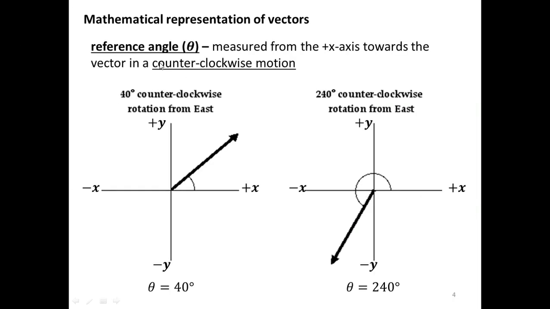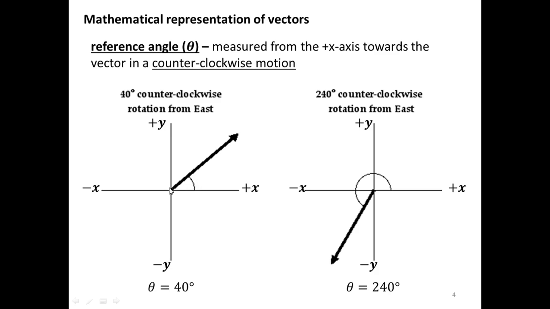So let's dig deeper into the reference angle, or what is the definition of this reference angle. The reference angle is a measure from the x-axis towards the vector in the counterclockwise motion. So you have to remember this one. The reference angle should be measured from the positive x-axis. Say for example, in this representation, we have here the positive x, the negative x, the positive y, and the negative y. Always remember that this is the convention, or the normal labeling of our Cartesian coordinate.